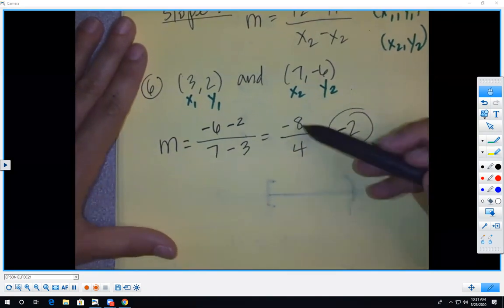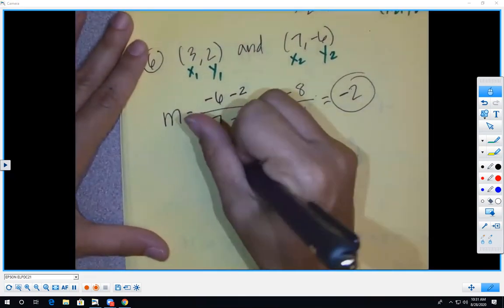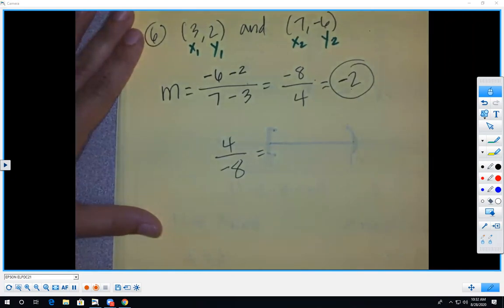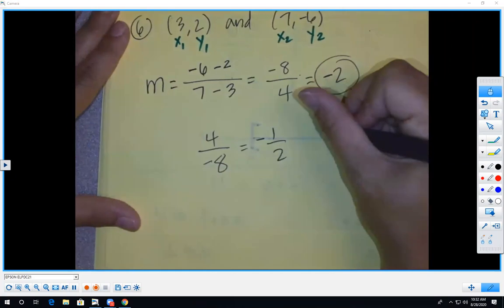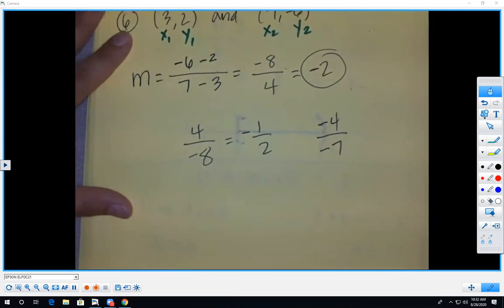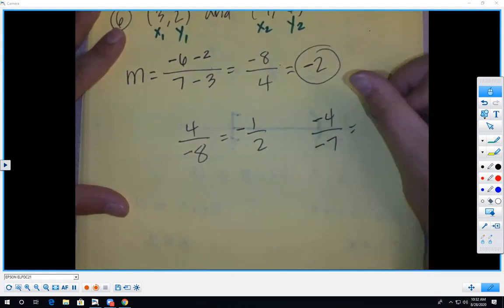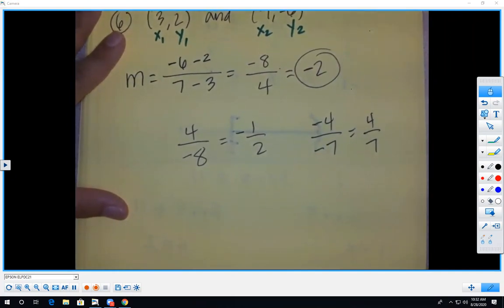Let me go over real quick all the different options that could end up as an answer. Okay. What if your answer ended up like this? 4 over -8. What's that answer? -1/2. What about if it was -4 over -7? How does that simplify? Yeah, negative divided by negative is a positive. So that would be +4 over 7.